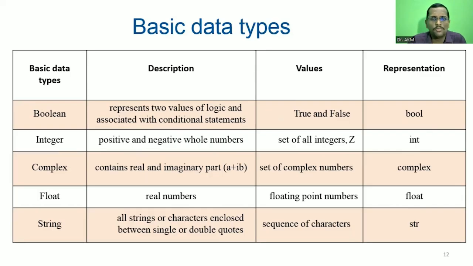Real numbers: when you want to give floating point numbers, the basic data type float is available in Python programming. Float is a basic data type. And string: all strings are characters enclosed by single or double quotes, and this is acceptable in Python. The representation is str. When you return the data type using a function, it returns str. So these are the basic data types available in Python programming.